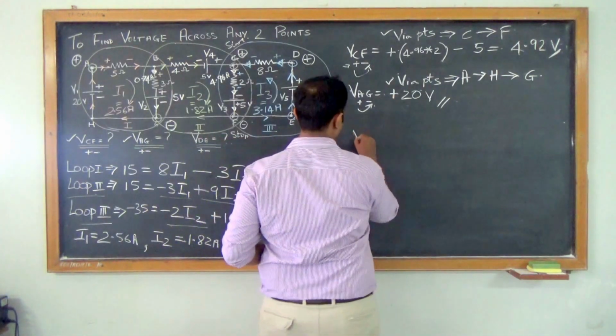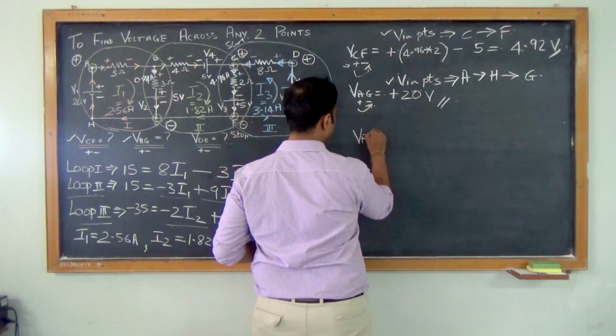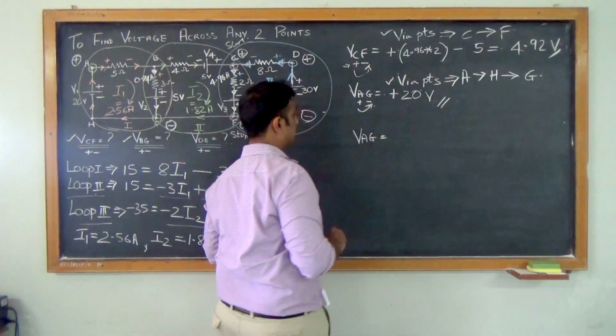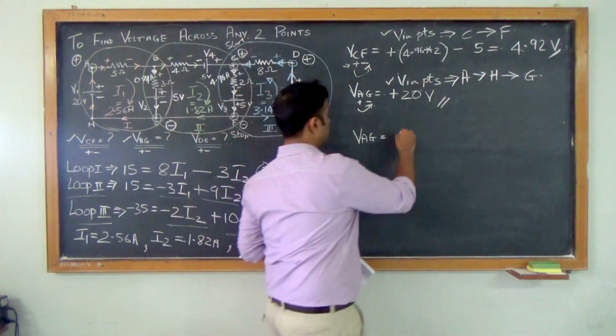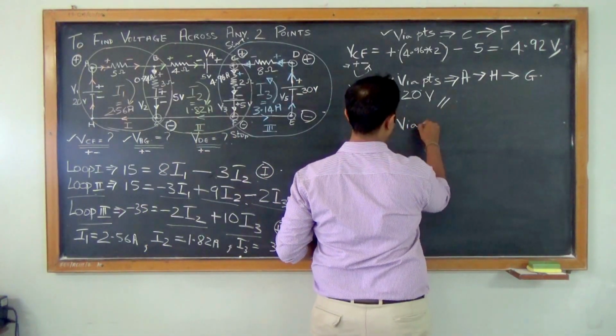So now I will try to find out the voltage across VAG across points. So we go via points.